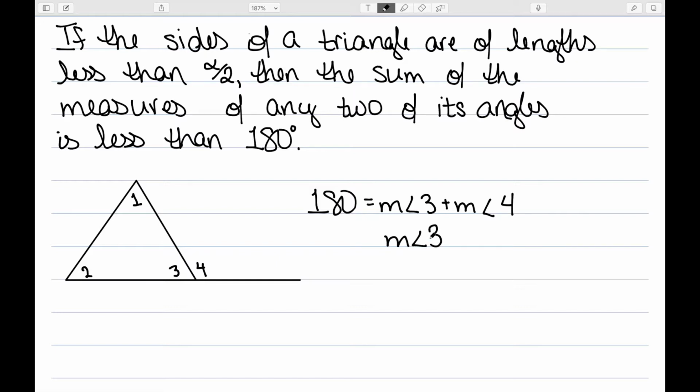I know that the measure of angle 4 is greater than the measure of angle 1 and the measure of angle 2. So now I have that 180 degrees is greater than the measure of angle 3 plus the measure of angle 2. So the sum of these two angles will be less than 180. And once again, the measure of angle 4 is also bigger than the measure of angle 1, so this also works for angles 1 and 3. To show it works for angles 1 and 2, we would just need to extend out a different side here and use this exterior angle inequality on that side as well.